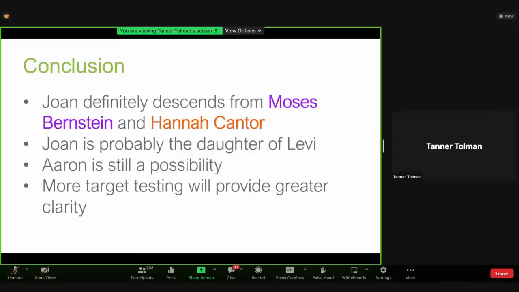In this case, we use the scientific method. It would have been ideal if there would have been more in the paper trail. Like if either Levi or Aaron moved to Ogden, that would be awesome. And that would make that person a much stronger candidate that they are the father, but both of them lived in Chicago. As far as we can tell, Joan's mother traveled.